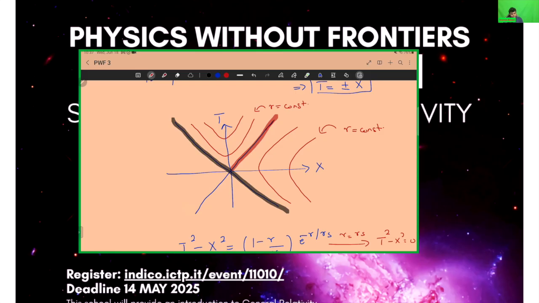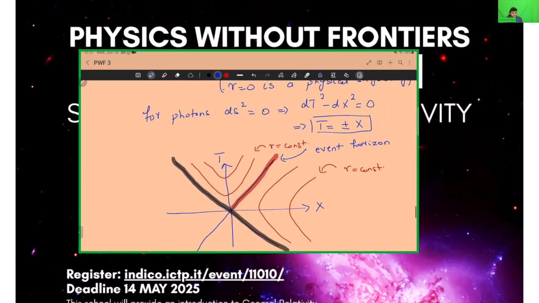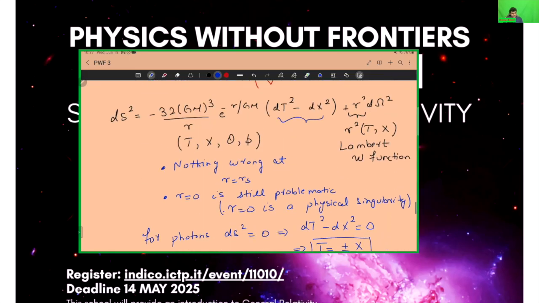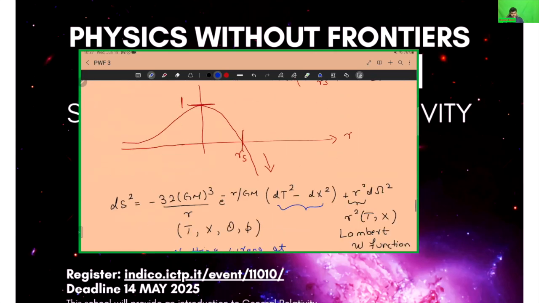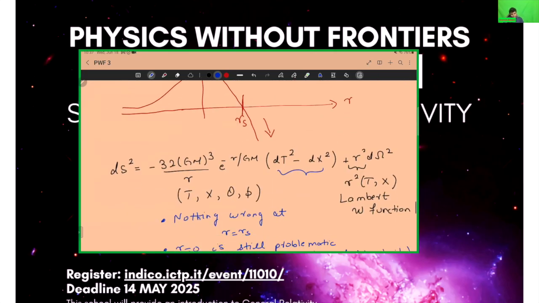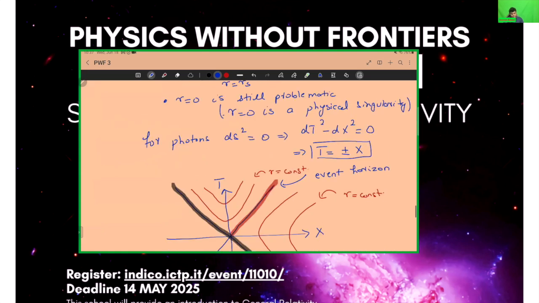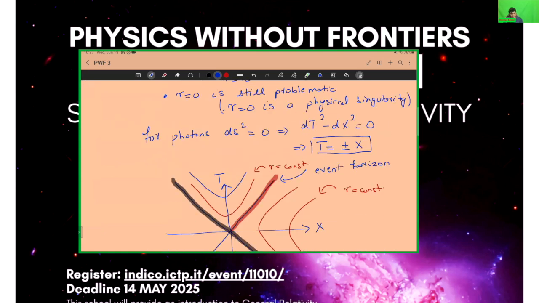Let me use another color. Event horizon, right? Previously, I also said that there is this bound, t square minus x square less than or equal to 1. When this bound saturates, what do you get? So when t square minus x square equals 1, there is this hyperbola here that corresponds to t square minus x square equal to 1.